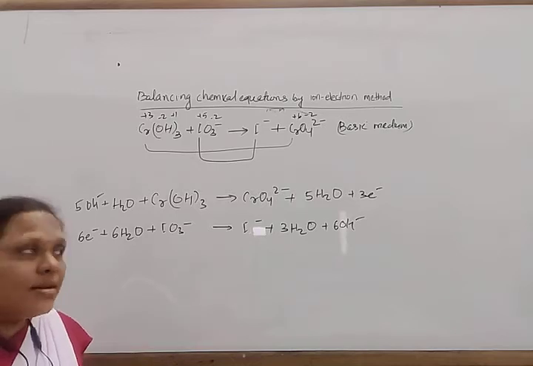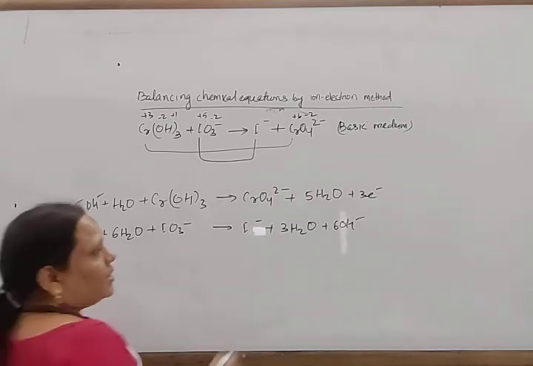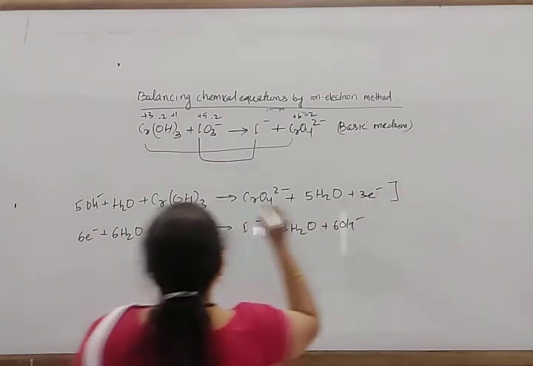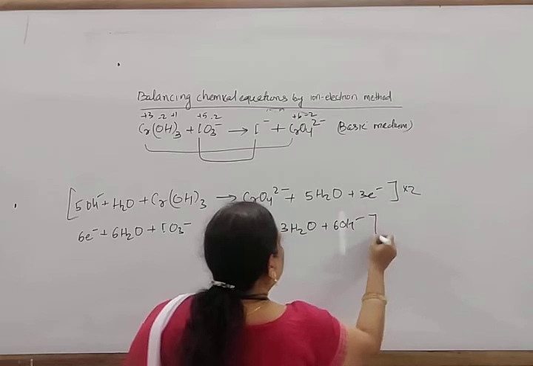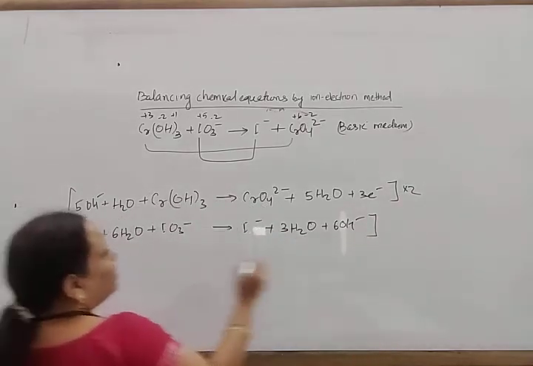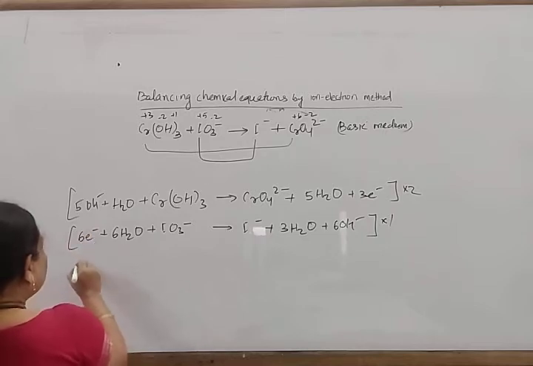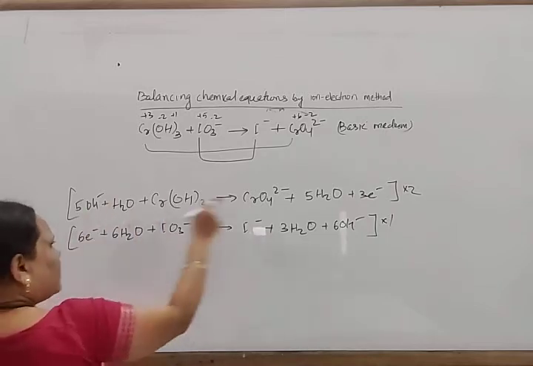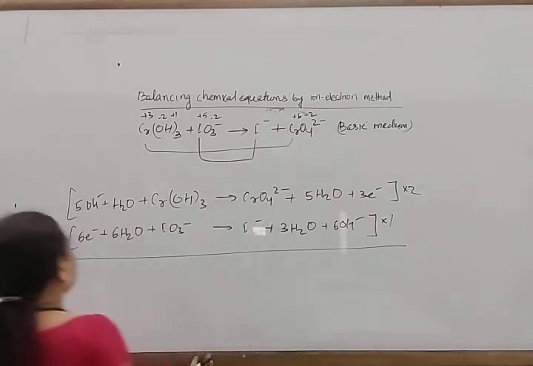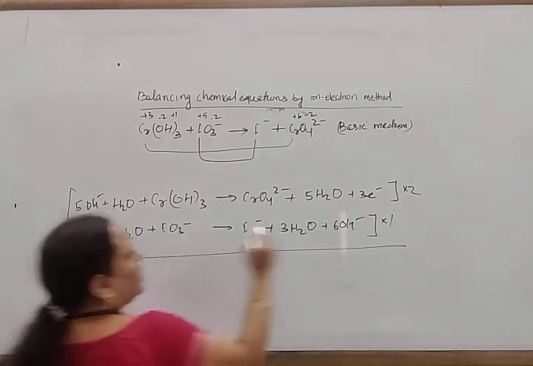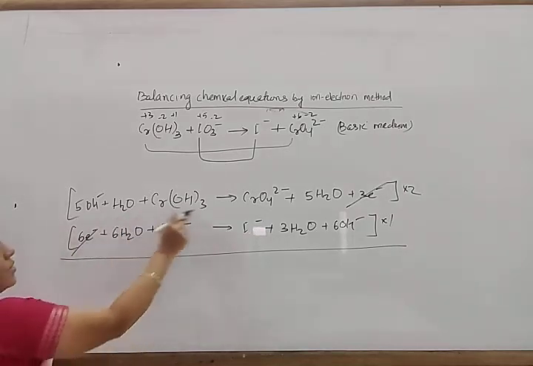Now I have to cancel these added electrons by multiplying by a suitable number. In this way, this equation should be multiplied by 2 and this equation should be multiplied by 1. So what is the total? In this way, you can first multiply by this. Okay. Now add these two equations. So 6 electrons and 6 electrons cancel.